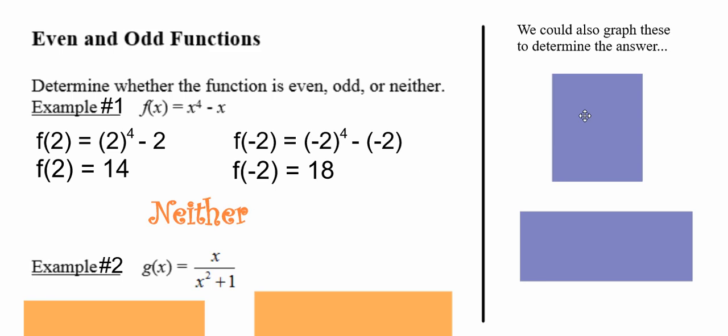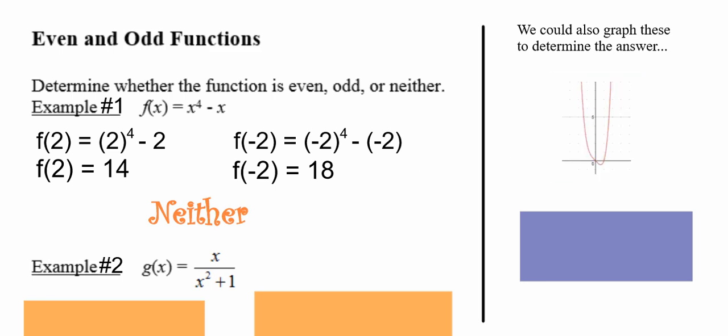Let's look at what I have behind here. All right, this is the graph of x to the fourth minus x, and obviously this little funky thing right down here means we're not going to have any kind of symmetry. All right, let's look at example 2.